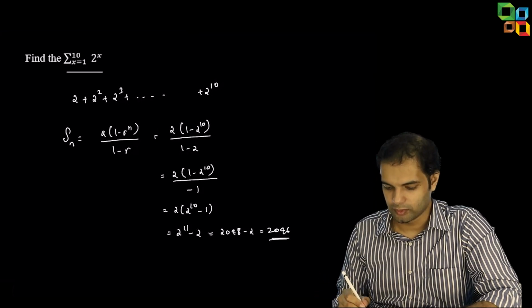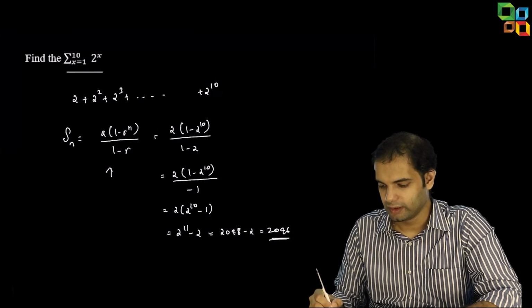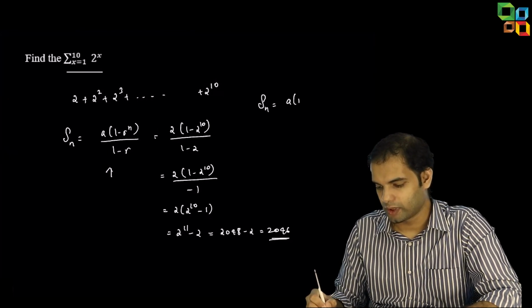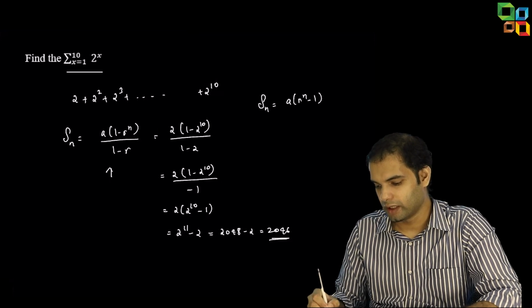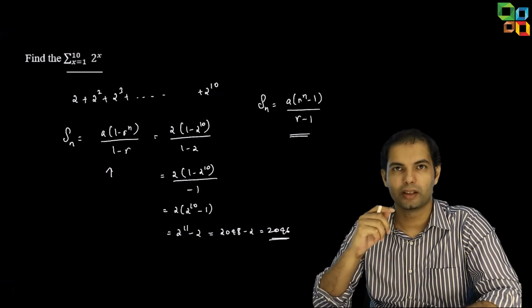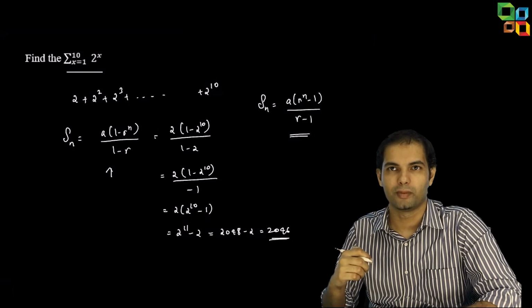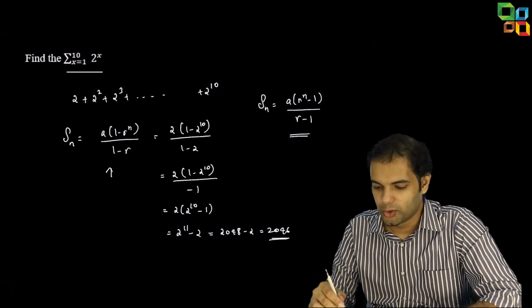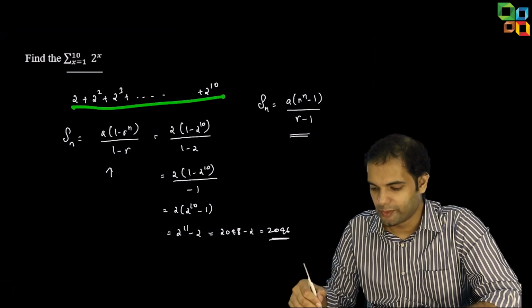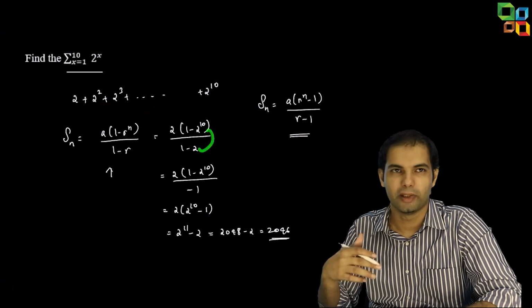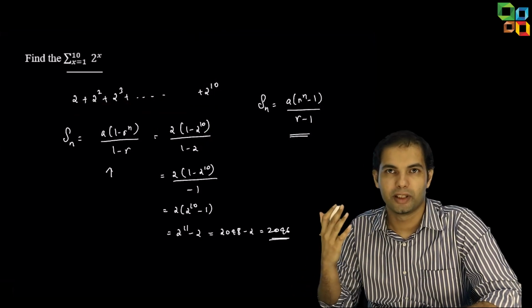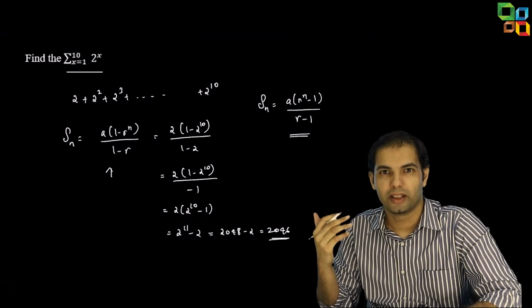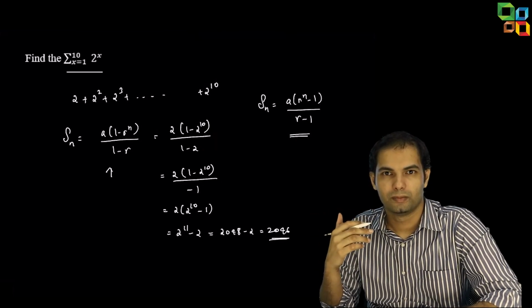Remember one thing, somewhere you can find this formula written as a into r power n minus 1 by r minus 1. It doesn't make a difference. You just multiply the numerator and denominator by a minus sign. What happens usually for these problems is r will be greater than 1, so you do not multiply with a minus sign. That's all. It really doesn't make a difference. You can remember the same. So do not worry about it. Okay. I hope it's clear.